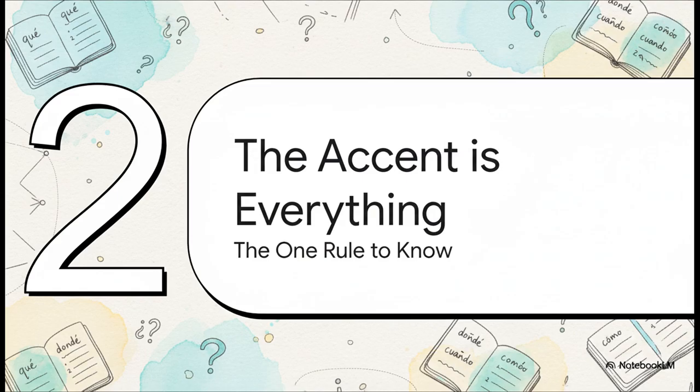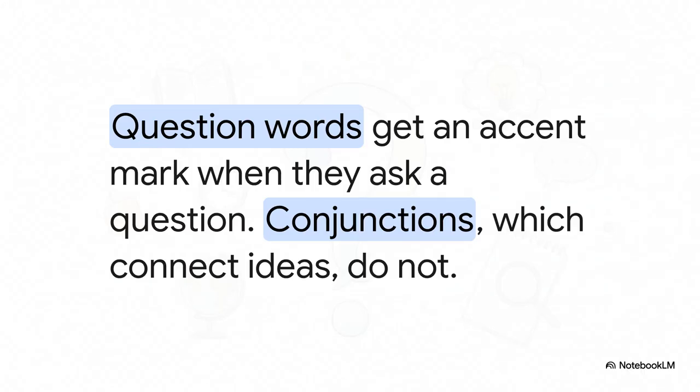And that brings us to the main event. Honestly, if you only remember one thing from this whole explainer, make it this. There is one simple visual rule that separates a question word from a regular word in Spanish. This is the golden rule, right here. If you're asking who, what, where, when, why, or how, that word has to have an accent. If you're just using it to connect ideas, like the house where I grew up, then there's no accent. It is really that straightforward.